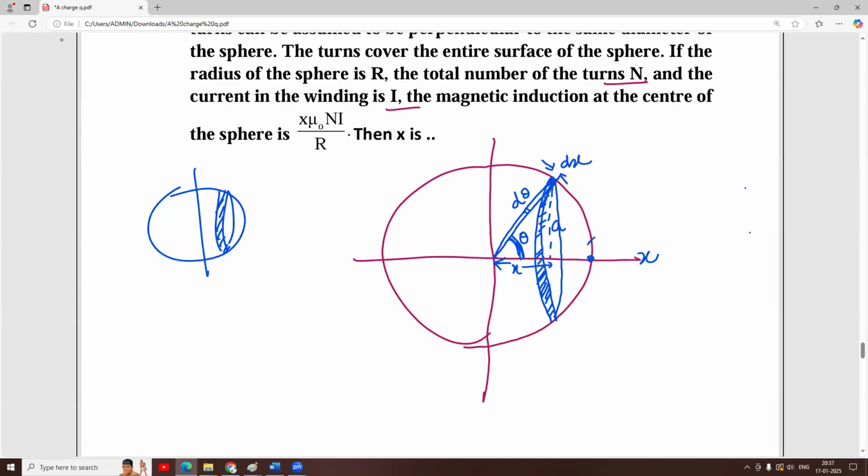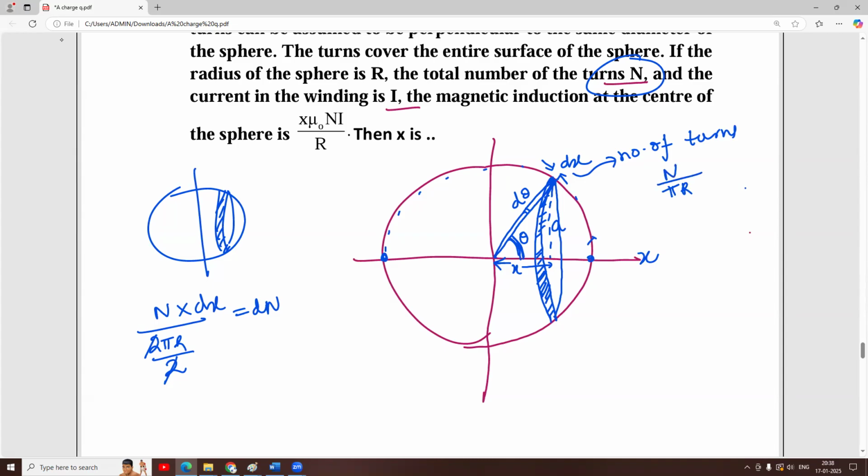Now, as you move semicircularly from here up to this point, you get n number of turns, because the total number of turns is n. That means in 2 pi r by 2, that is, a half circle, you get n number of turns. In dx length, how many turns? That is dn. So the number of turns in that piece is, pi r path contains n number of turns. Pi r means half circle from here to here.